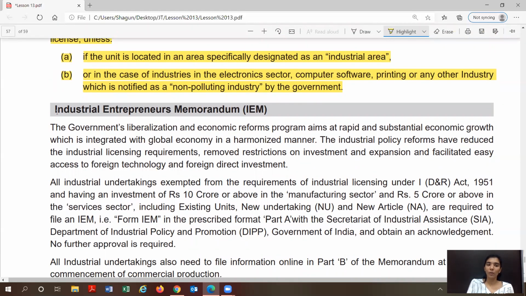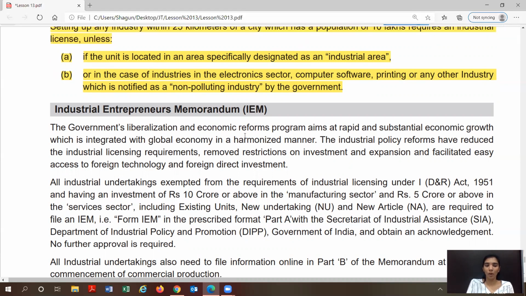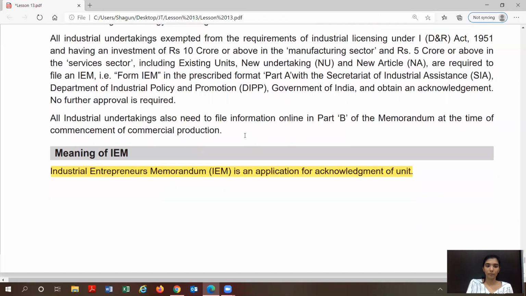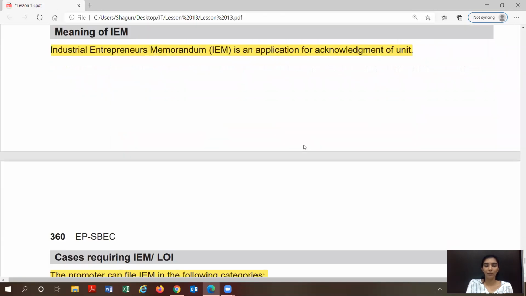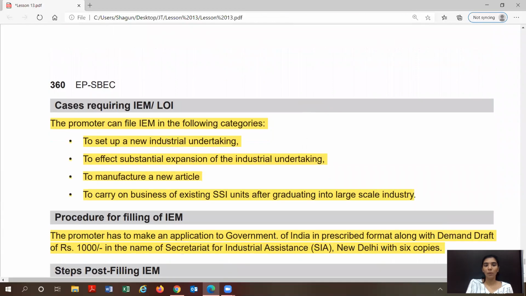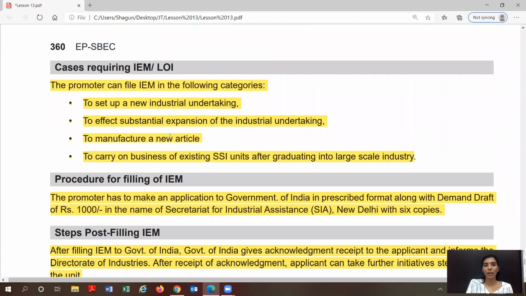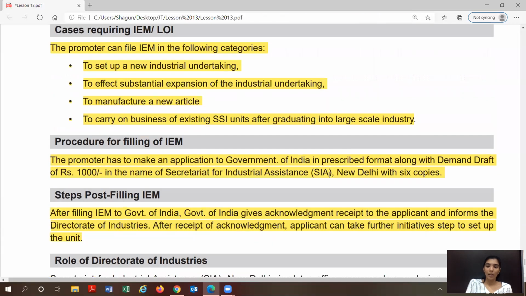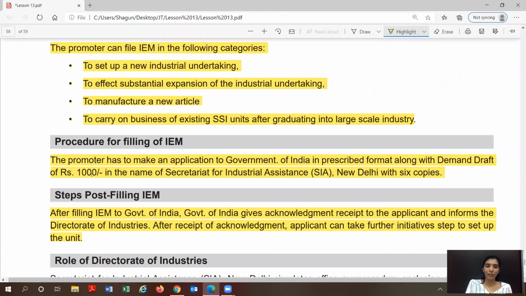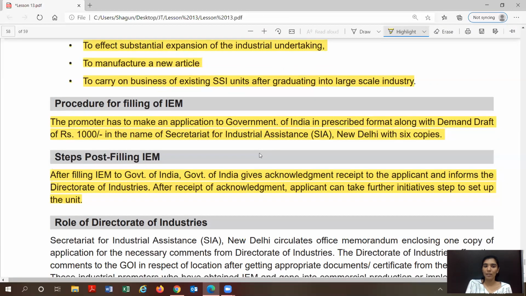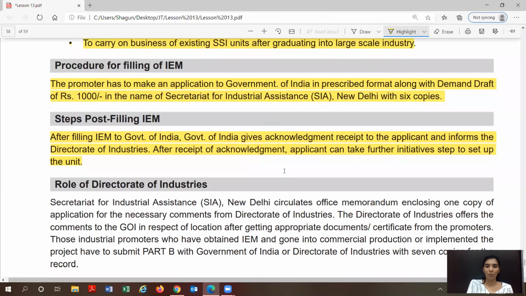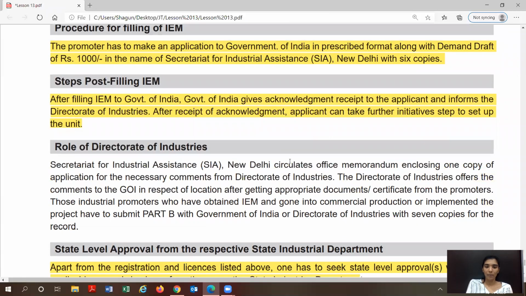As mentioned earlier, normally only an industrial entrepreneur memorandum is to be obtained by the businesses. What is the meaning of this? It's an application for acknowledgement of a unit. अगर आप कोई भी नया बिजनेस इंडस्ट्रियल अंडरटेकिंग स्टार्ट कर रहे हो या उसका एक्सपेंशन कर रहे हो या न्यू आर्टिकल मैन्युफैक्चर कर रहे हो, or if you want to carry on the business of small scale industrial units after graduating into large scale industry, in these cases you have to obtain IEM. The application has to be made to the government of India along with a DD of ₹1000 in the name of SIA or the Secretariat of Industrial Assistance, New Delhi, with 6 copies. इसके बाद ये जो SIA, it will give you an acknowledgement receipt. Once you have received that, you can start your business.